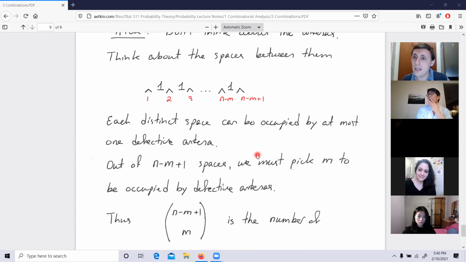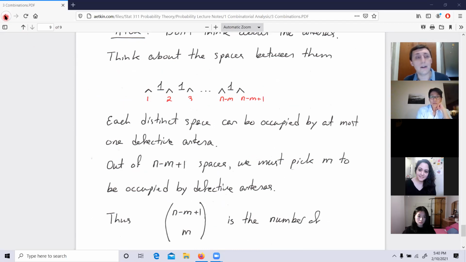Do you see how I did it? So all you have to do is just pay attention to the spaces, right? Which spaces are occupied by the defective antennas. And so you create a schema protocol, and with this protocol, you can consider every possible situation.